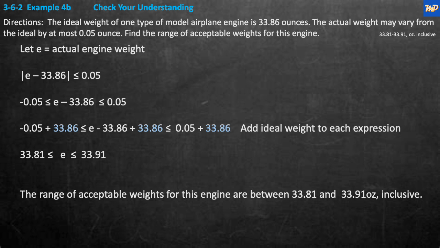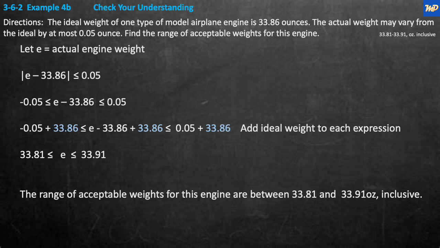33.86, that's the ideal, has to be less than. So what we pull off the line, you subtract the ideal from it, that little bit that's left over has to be less than or equal to 0.05. And then to solve this, since it's an absolute value inequality, on the left-hand side we're going to say negative 0.05 is less than or equal to E minus 33.86, and that is less than or equal to 0.05 ounces on the right-hand side, the positive value.